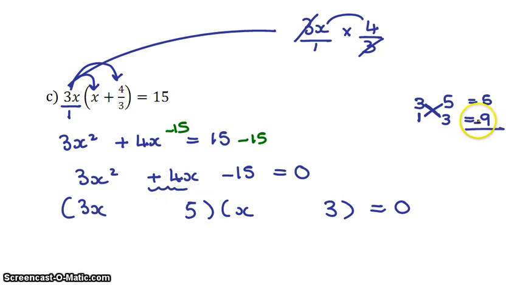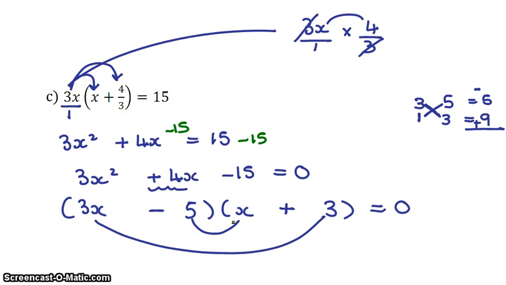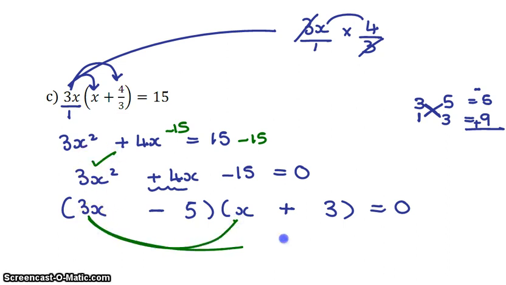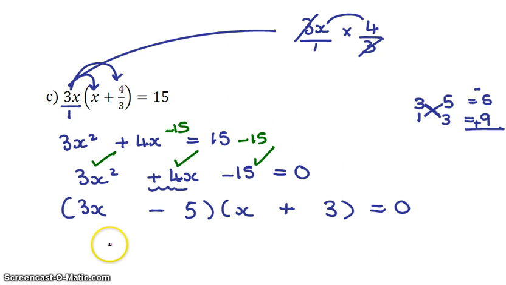But now I need positive 4. So I need a positive 9 and a minus 4. So I think that needs to be positive. So my 9x is positive, and minus 5x would give me 4x. Now let me just check very quickly. 3x squared, tick. 9x, take away 5x, 4x, minus 15, tick. Which means I have two things multiplied together to give me 0. So either 3x minus 5 must be 0, or x plus 3 must be 0.